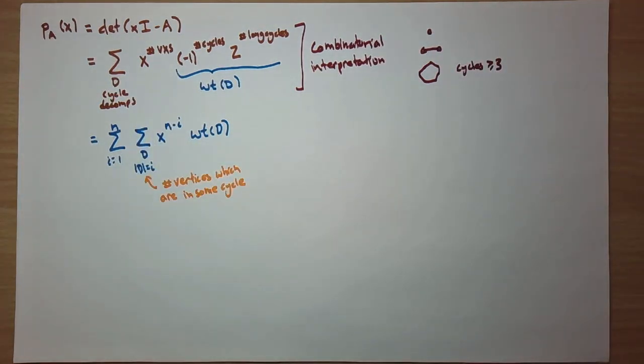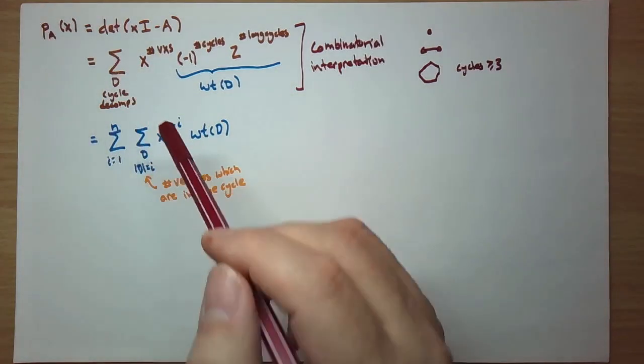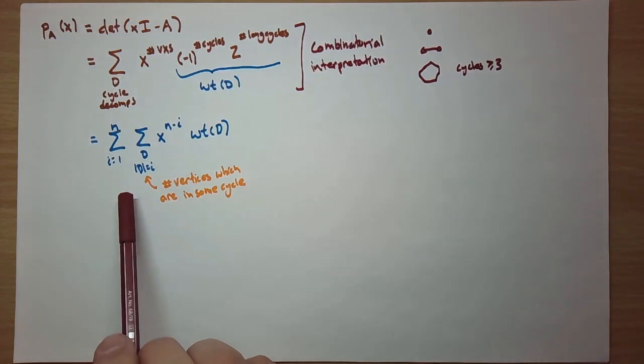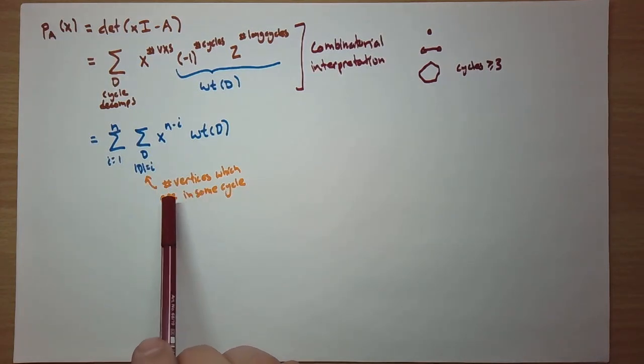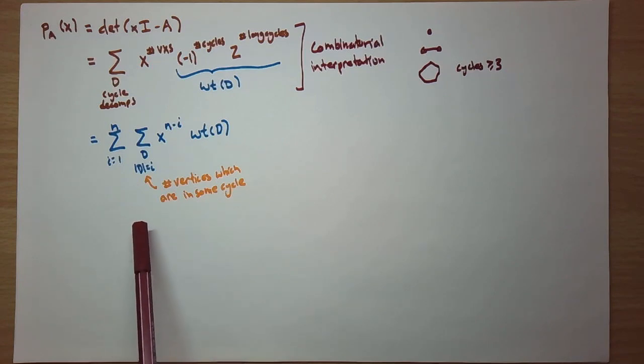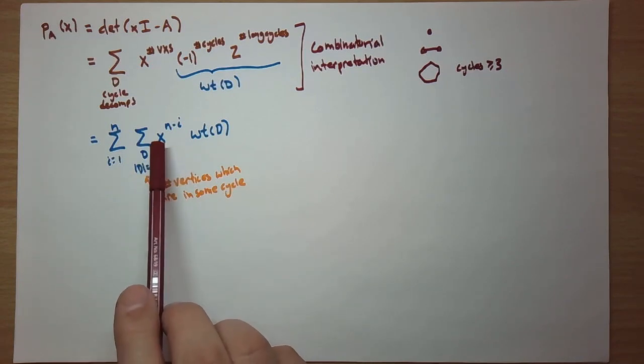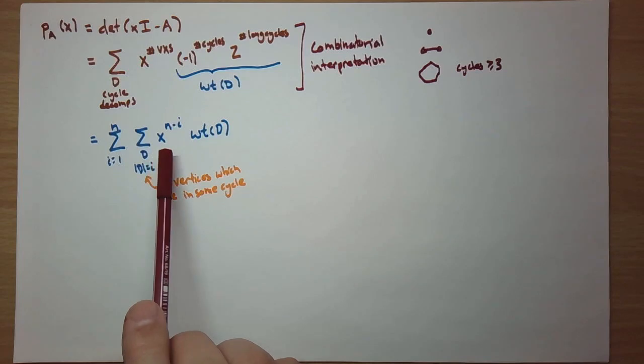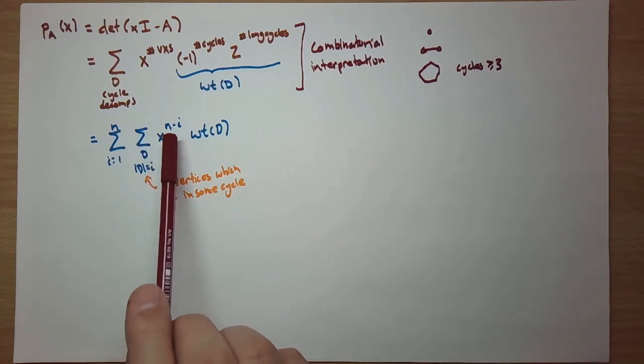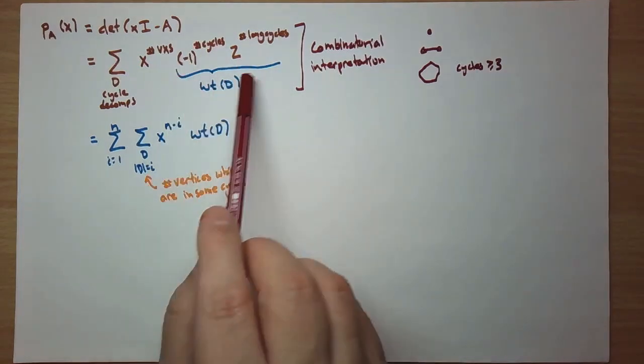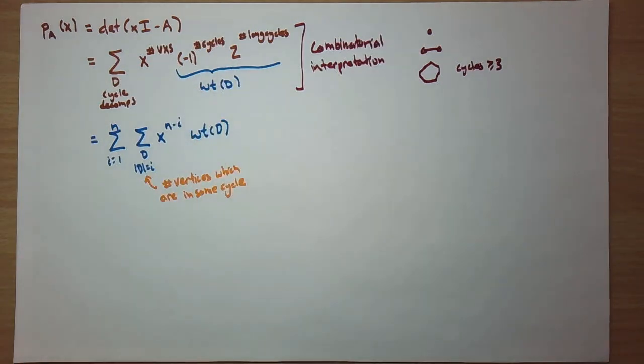If we think about our cycle decompositions, let's call them D, let the size of D be the number of vertices which are in some cycle. Then there are n minus i vertices not in some cycle, so those are our isolated vertices, so that's x to the n minus i. And then we have the weight of D, which we're doing in this manner. And for other matrices associated with different graph matrices, you can do something very similar.